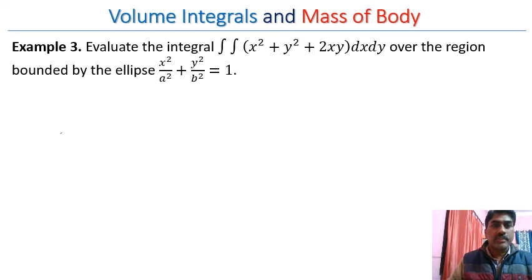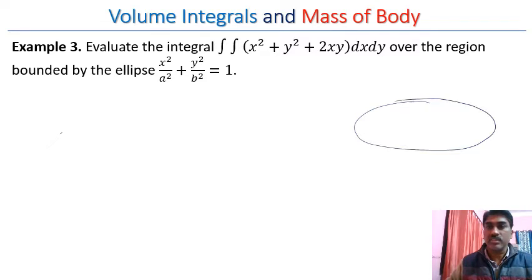Now let us take this problem. Evaluate the double integral of x square plus y square plus 2xy over the region bounded by the ellipse x square by a square plus y square by b square is equal to 1. So first draw an ellipse.